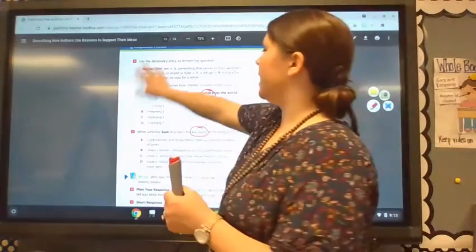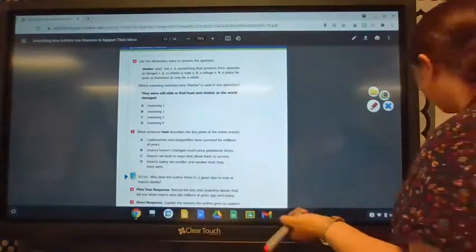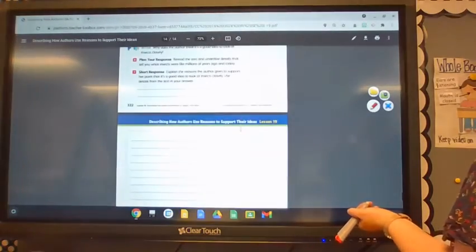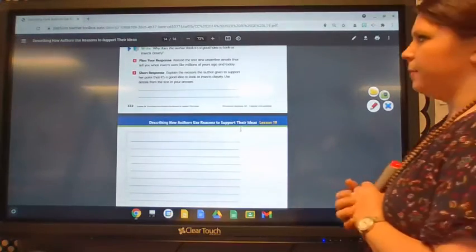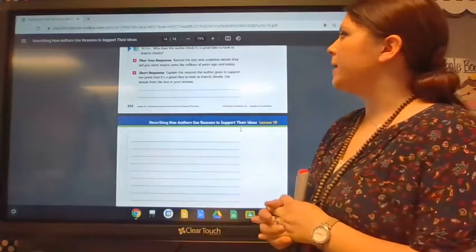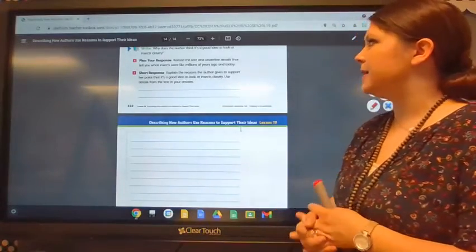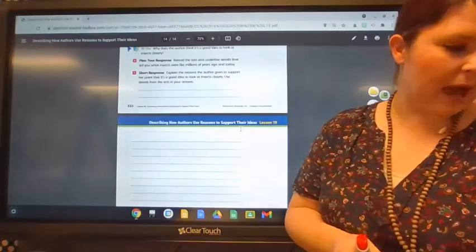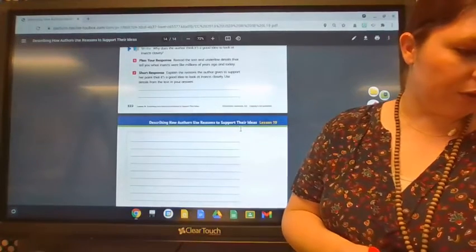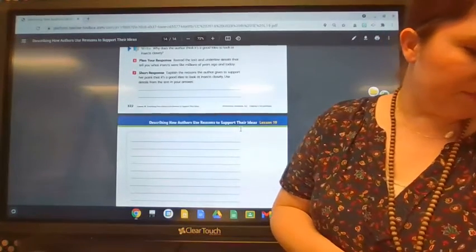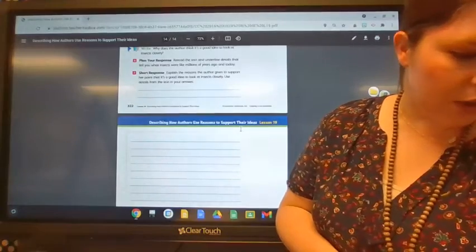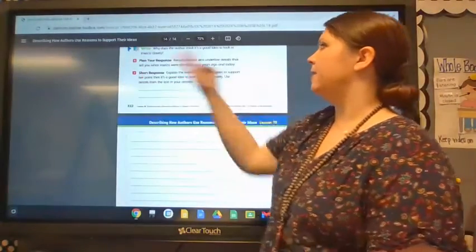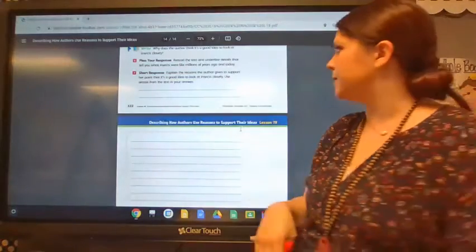All right, now we're looking at the short response questions. Number 6 gets you to plan your response so that you can answer it in number 7. The question says, why does the author think it's a good idea to look at insects closely? I remember that was the last line of the article. It's the last paragraph. Don't say ooh, instead look at it closely. So why? What is the reason that the author wants us to look closely at insects?